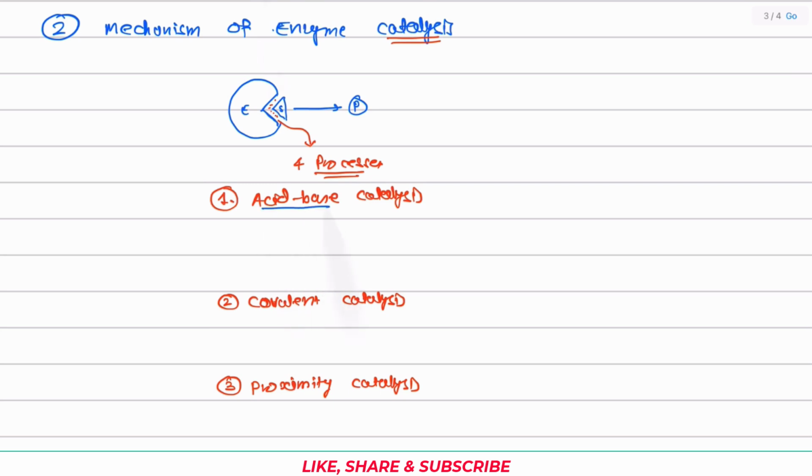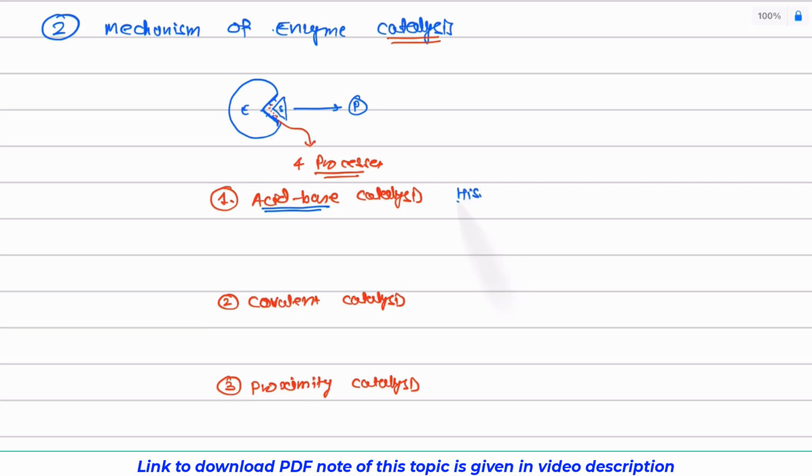The first, acid-base catalysis. We know that amino acids have an R group. So at the active site of the enzyme, certain amino acid side chains act as a base as well as an acid. One very good example is histidine. Histidine side chain at physiological pH acts as both. It acts as an acid and it also acts as a base. Other such amino acids are tyrosine and cysteine, right?